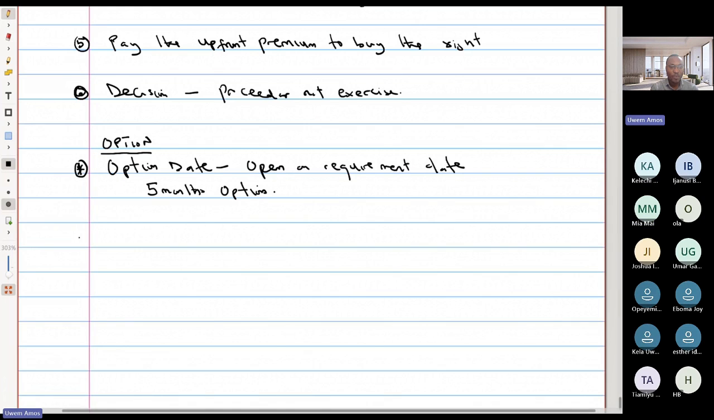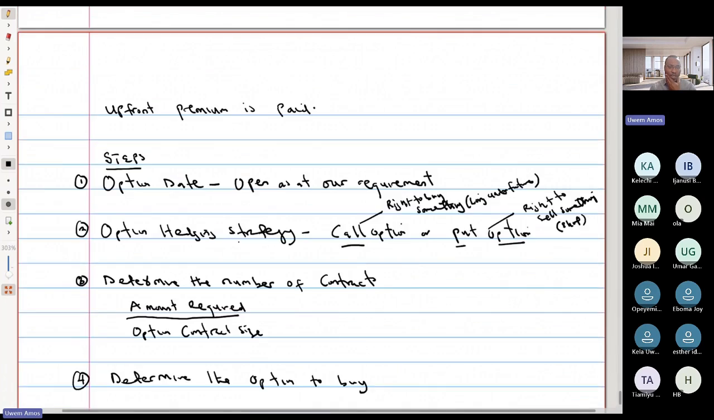So that's our first step. That should be 3 marks for everybody. The second thing would be our hedging strategy. Now, there are only 2 hedging strategies that play in the market when it comes to options: the call option and the put option. The call option is the right to buy something. The put option is the right to sell something. So what does the oil servicing firm need to do? Do we need to buy currency or do we need to sell the currency? That's our question, and that tells us what the hedging strategy would be.